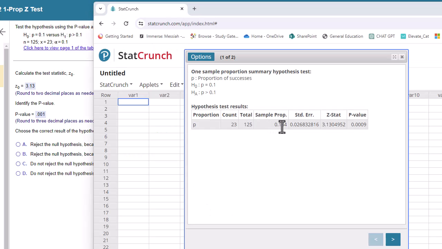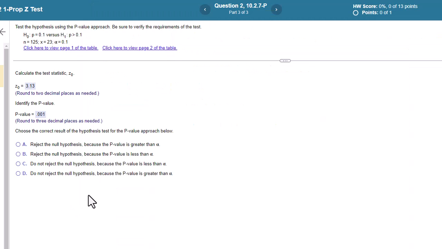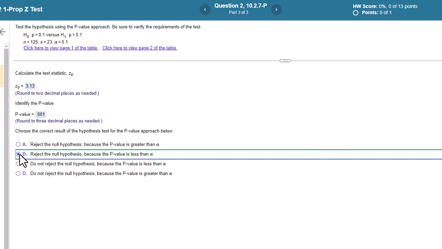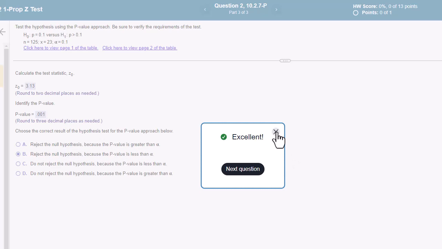In fact, over here, we saw that we got a sample proportion of about 0.184, so about 18.4% versus 10%, almost double. That's unlikely to happen due to chance. So we're going to reject H0 because the p-value is less than alpha. And the question is, how low is too low? When this is below a set alpha level. So reject H0, p-value is less than alpha. Okay, hope that helps.